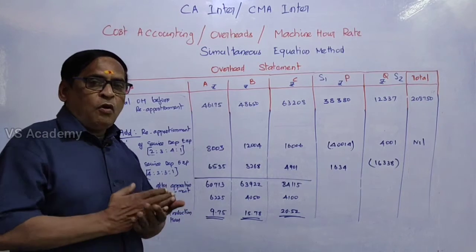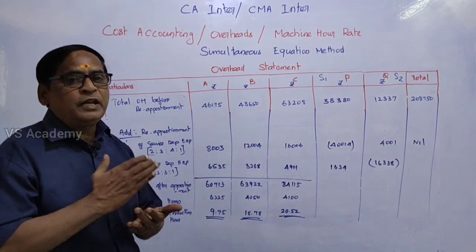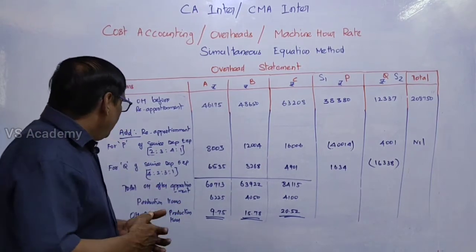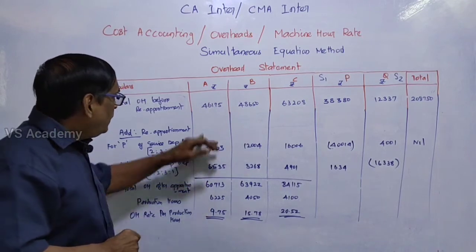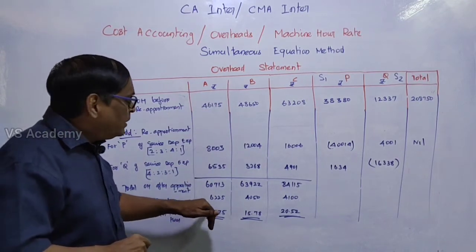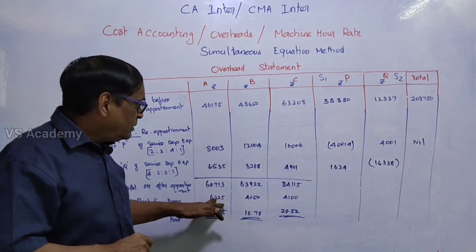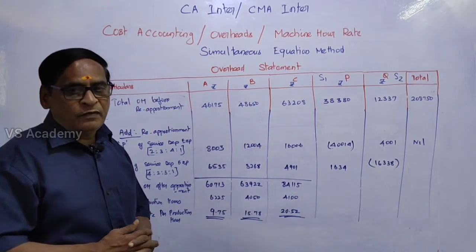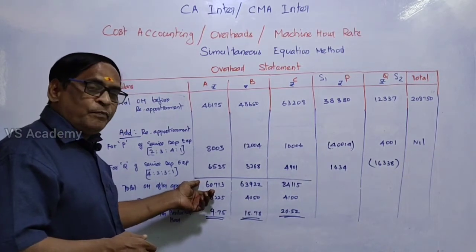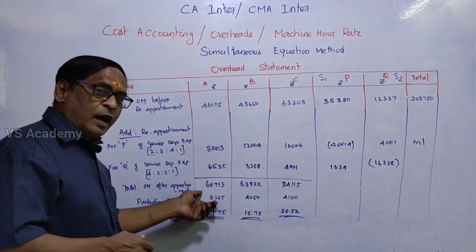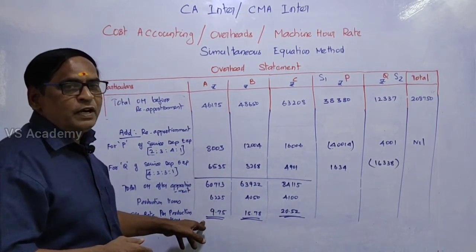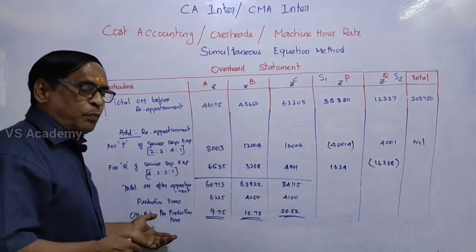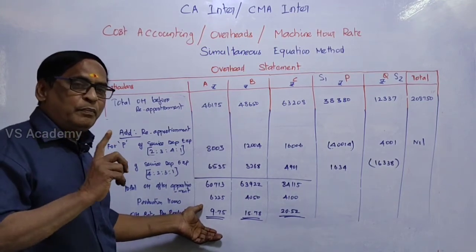84,115. Okay. Now let us prepare the machine hour rate, the production hour rate. In the question itself it is given how many hours we have worked. For A department, in the production department, 6,225 hours. For B department 4,080 hours, and then C department 4,100 hours. If we divide the total overhead by the hours worked, we will get 9 rupees 75 paise. So for department A, the production hour rate will be 9 rupees 75 paise.